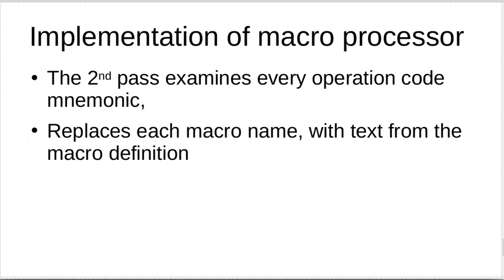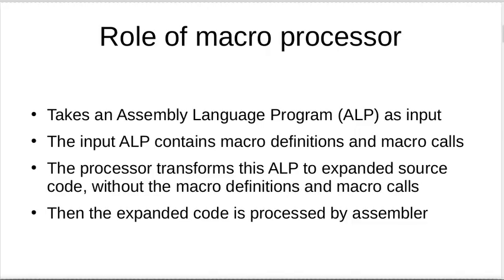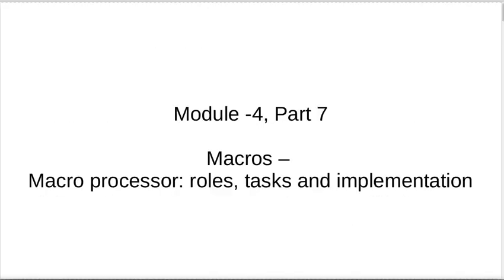So these are the steps undertaken in the processing of a source code containing macros. We have seen the role of a macro processor, the tasks that a macro processor performs step by step, and also the logic behind the implementation of a macro processor.